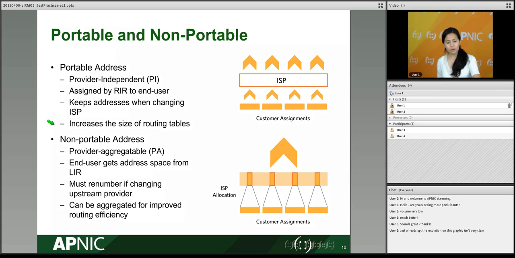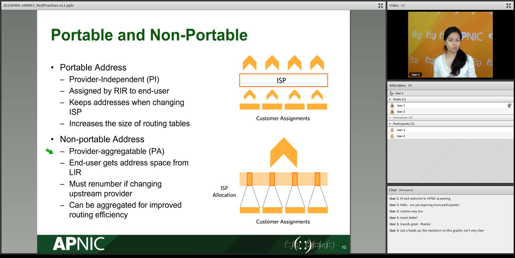Now, the non-portable address is sometimes also called a provider aggregatable or PA space. With this one, the IP address block is assigned by the ISP. So if you're the LIR, you're the ISP, you come to APNIC and request for a block. Let's just say for IPv6, you requested for a /32 IPv6 block. Now from that /32, you will delegate smaller blocks to your customers. Maybe you're assigning /56 or /48 blocks going to your customers.